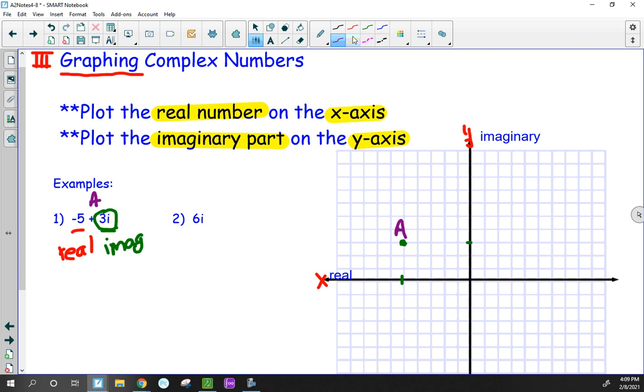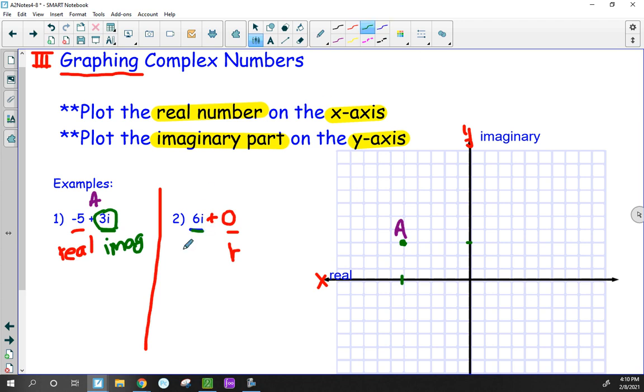Number 2, same deal. We're going to graph 6i, but this time I notice it doesn't have a real part. So if I want to make it look like the other one, I can add 0 to it. Adding 0 to something never changes it, of course. Here's my real part now. Here's my imaginary part.